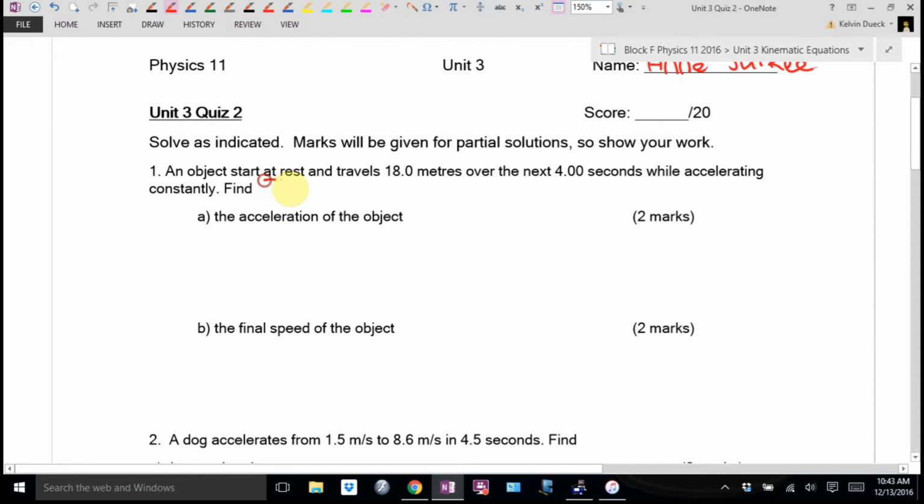Object starts at rest. I will almost always underline the word at rest. That tells me something. Part A wants me to find the acceleration. They've told me the displacement is 18 meters. They've told me the time is 4 seconds. And they told me we start at rest. VI is 0. So I'm looking for an equation that has D, A, T, and VI in it.